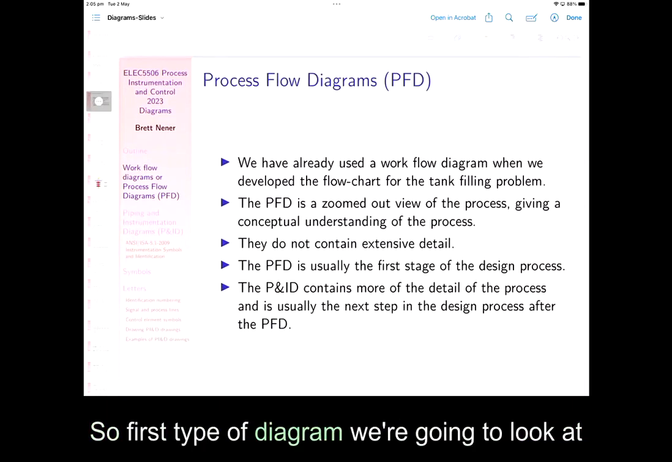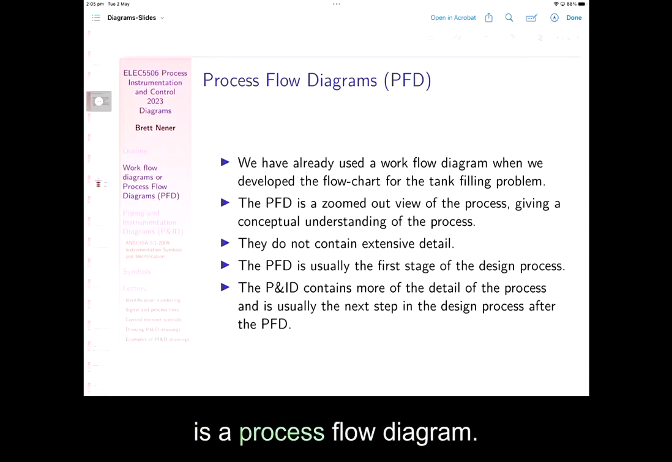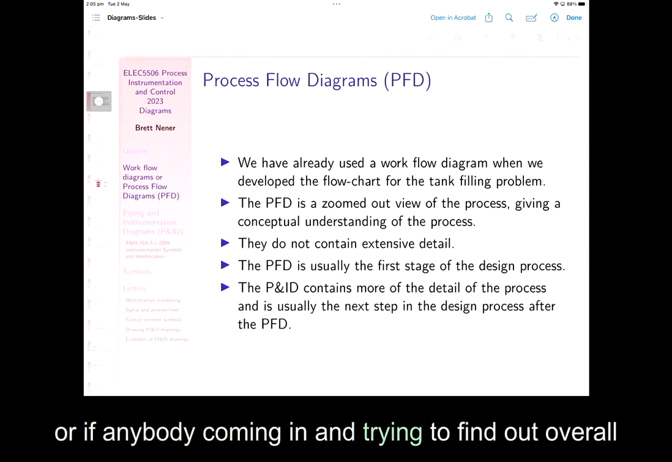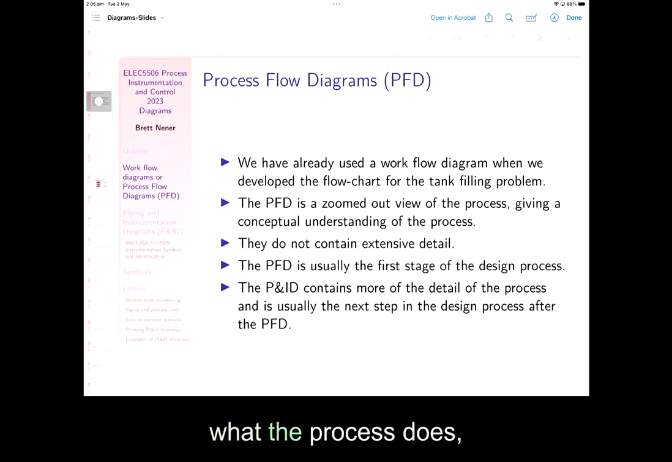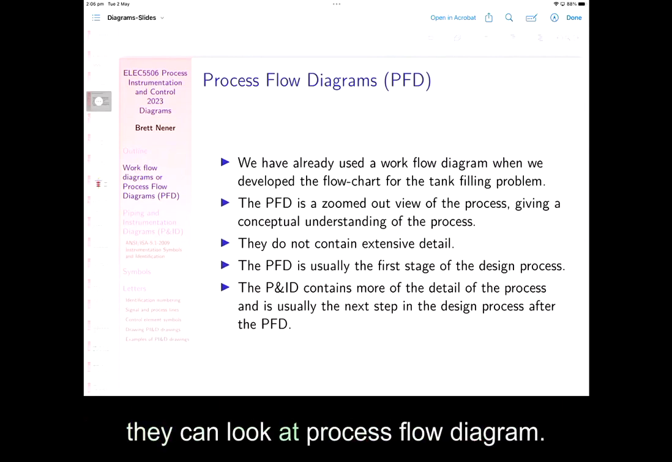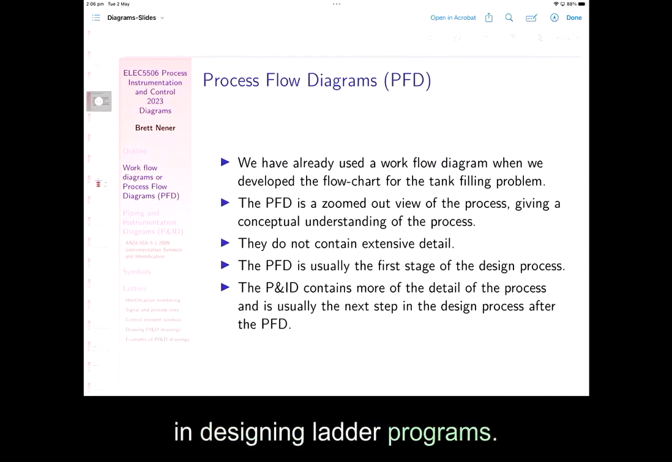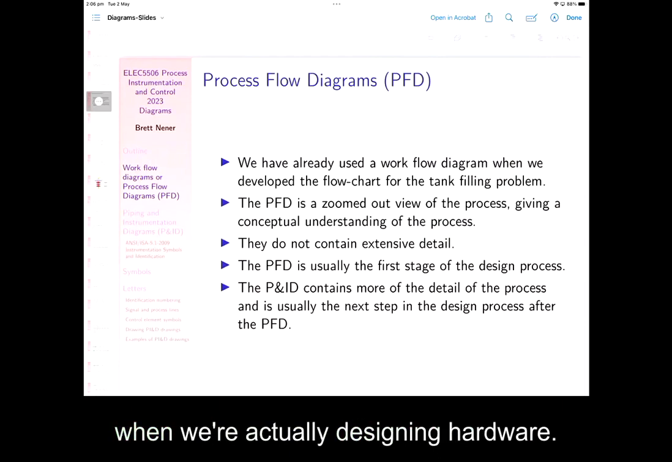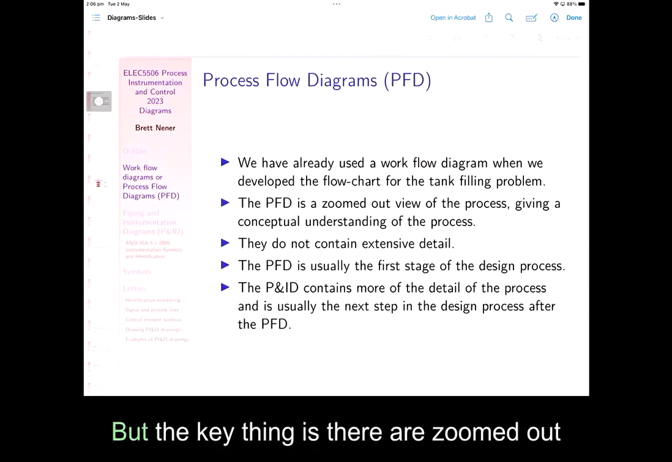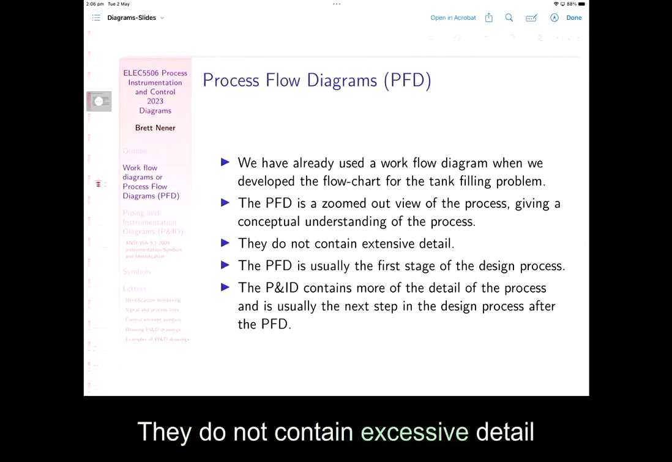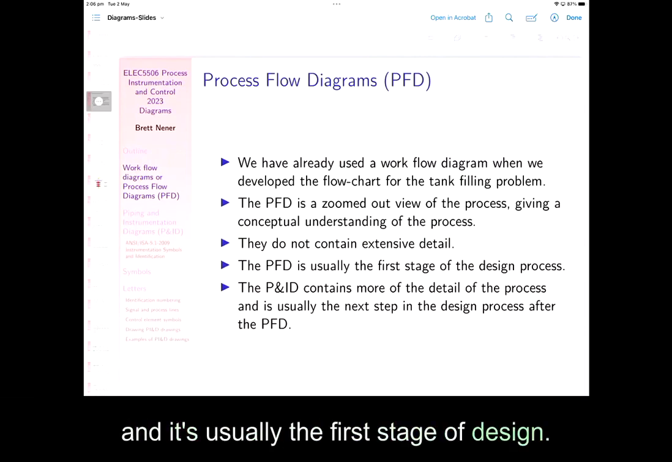The first type of diagram we're going to look at is a process flow diagram. This is the big picture diagram. It helps you design the process, or if anybody comes in and tries to find out overall what the process does, they can look at the process flow diagram. We've already looked at a form of process flow diagram when we looked at flow charts in designing ladder programs. They take a different form when we're actually designing hardware. But the key thing is they're a zoomed out picture of the overall aspect of the system. They do not contain excessive detail, and it's usually the first stage of design.